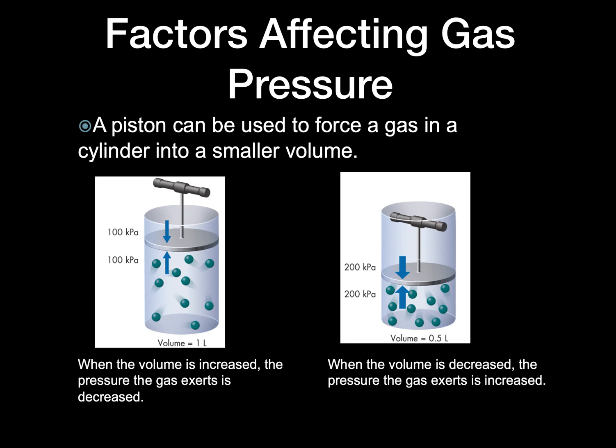So, factors affecting gas pressure. A piston can be used to force a gas in a cylinder into a smaller volume. When the volume is increased, the pressure the gas exerts is decreased. When the volume is decreased, the pressure the gas exerts is increased.